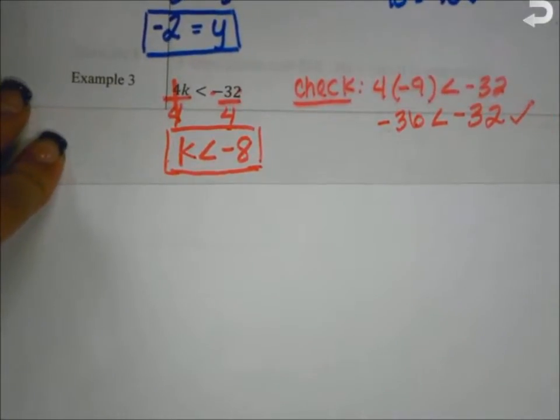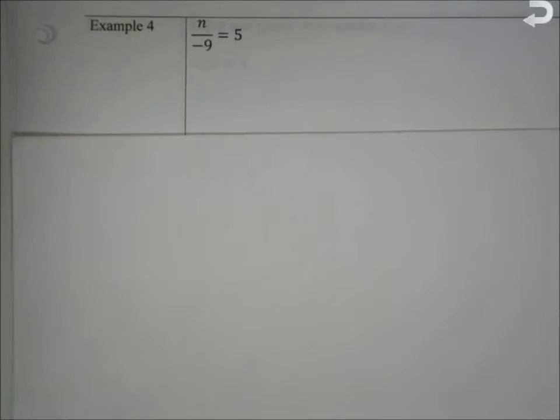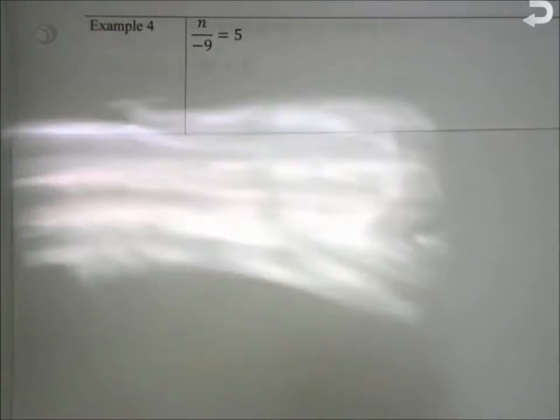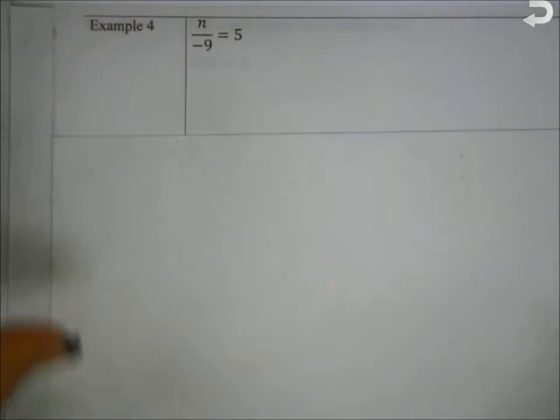So let's try example 4. This time we have n divided by negative 9 equals positive 5. So this is a little bit different.